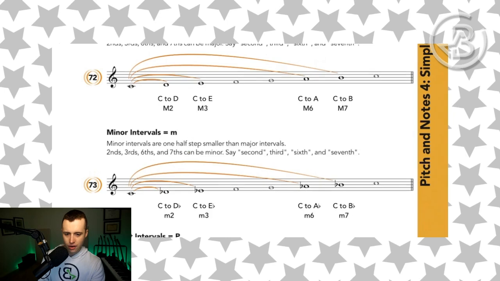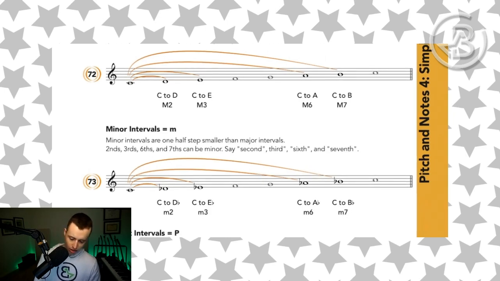So let's compare these minor intervals with their major counterparts. C to D is a major second. When we bring D down by 1/2 step, we add a flat to it. It becomes a minor second. So C to D is a major second. C to D flat, that's 1/2 step lower, that's 1/2 step less, that's a minor second. C to E, that's a major third. C to E flat, the flat is bringing the E down by 1/2 step. That means it's going to be a minor third instead of a major third.